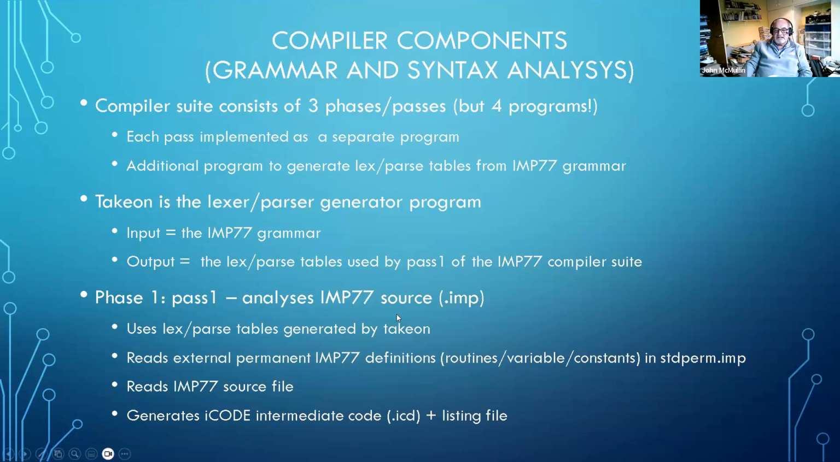Part 1 is the Imp source analyzer, which uses the lexical and parse tables generated by take-on, and then it generates the I code by using some of the information in the standard permanent routines file, and of course your Imp source file, to generate that ICD file, which is a binary format, and also a corresponding listing file. So if you make any mistake in the Imp code, the listing file will help you at least try and find out what's gone wrong.